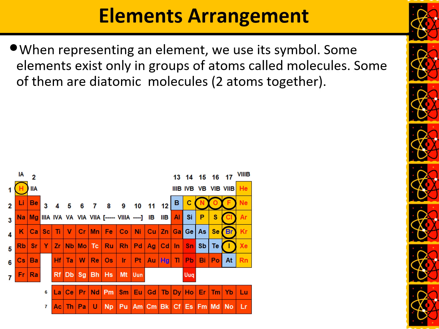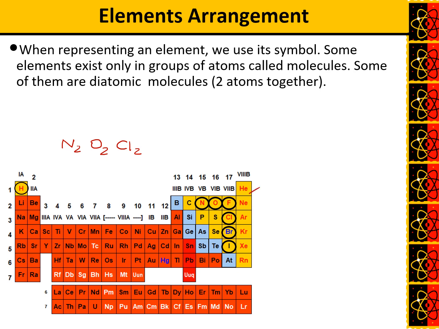When we represent the elements that are circled here in the periodic table, like nitrogen, that means that they exist as diatomic elements. What does that mean? That if I need to write nitrogen, I'm going to put N2, or oxygen, I'm going to put O2, or chlorine, I'm going to put Cl2.